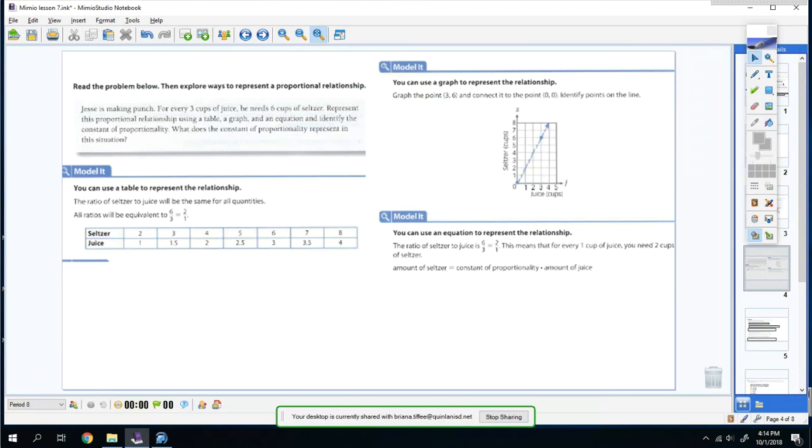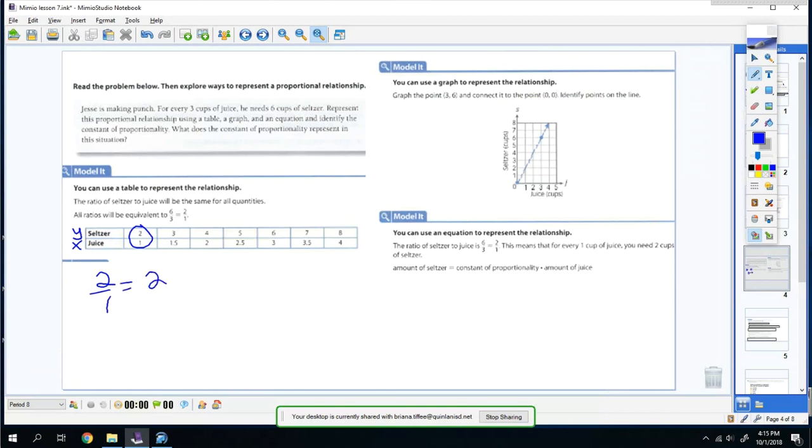So my first ratio is 2 to 1. This usually is my x and that's my y, but I'm actually going to make this my y and this my x, because I'm comparing juice to seltzer. Since I'm comparing seltzer to juice, that means seltzer will go on top. So 2 to 1 equals 2.